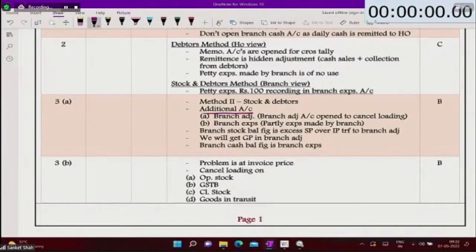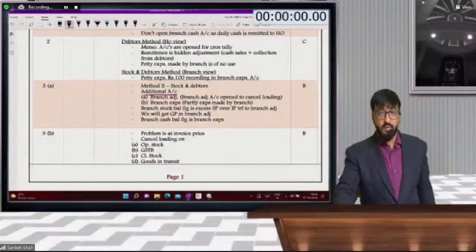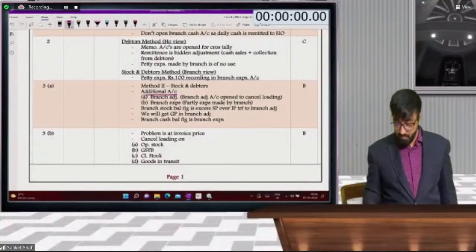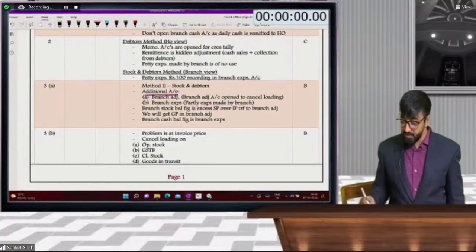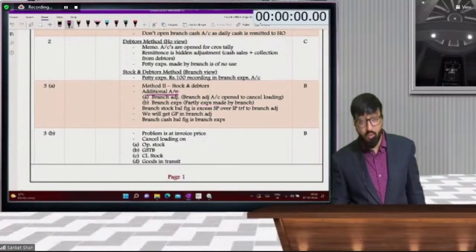Method 2, additional accounts: branch adjustment account to cancel loading. You can see here, in this question, stock and debtors method. Branch adjustment account is open to cancel loading. Branch expenses account is open, partly expenses made by branch. Branch stock balancing figure is excess of selling price over invoice price.